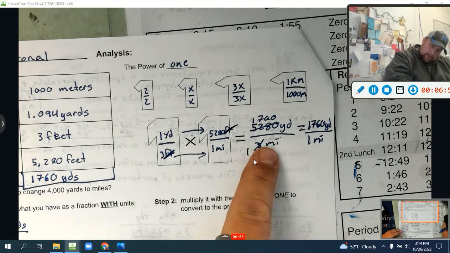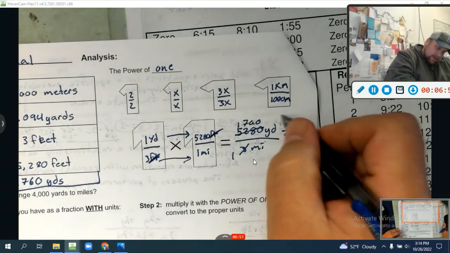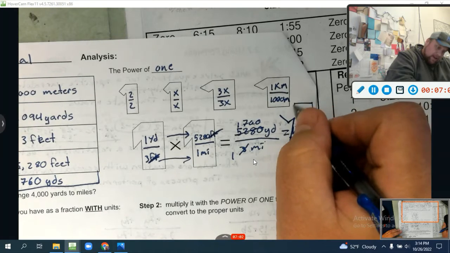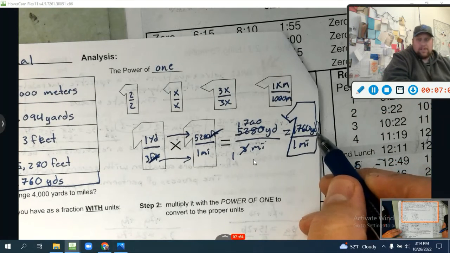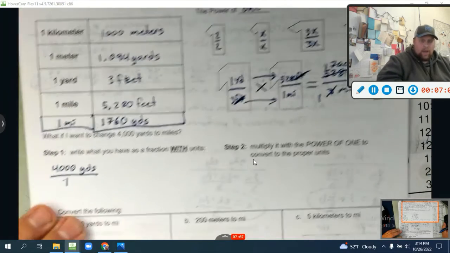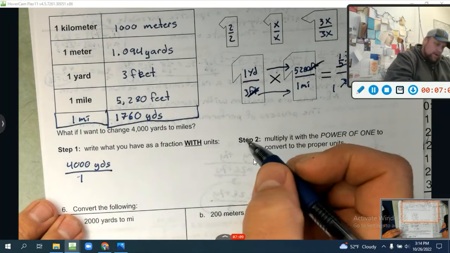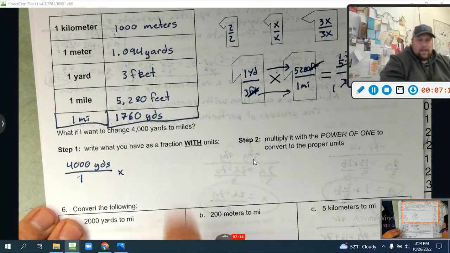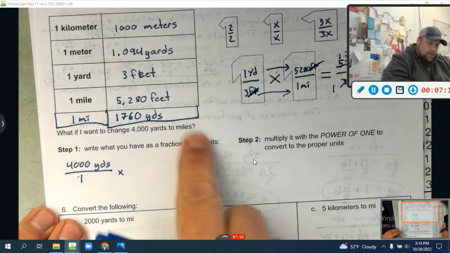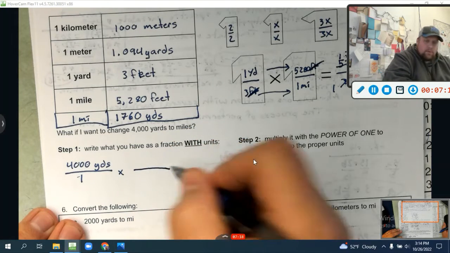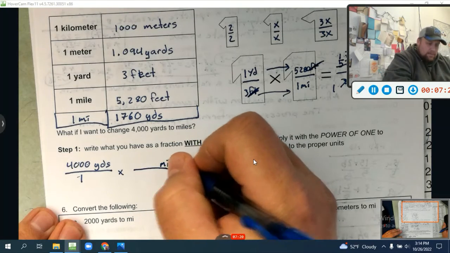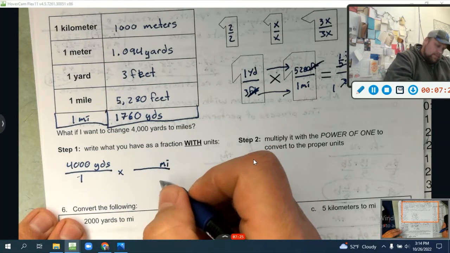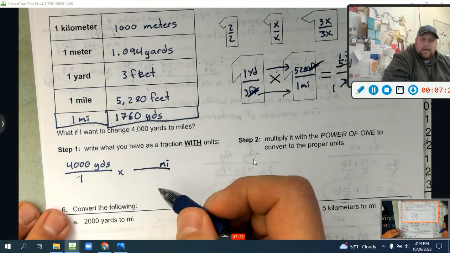Because what did I end up with again? I ended up with another version of 1 right here, didn't I? Because 1,760 yards is 1 mile. It's all 1. It's the power of 1. What do I want to end up with? It says I want to convert yards to miles. So I know that whatever I multiply this by, I want miles on top. What I don't know is what I got to get rid of. Well, I got to get rid of yards, so I'm going to put yards down here.